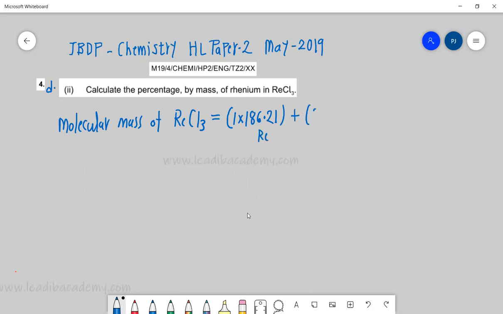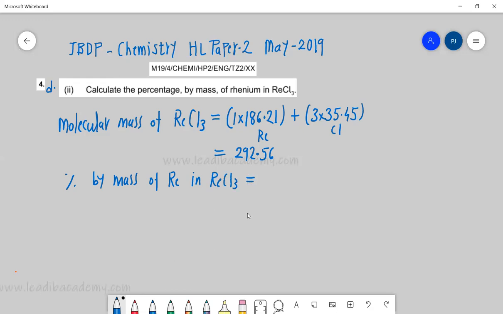And for chlorine, there are 3 atoms. Each one is having 35.45. This is for chlorine. So by doing this calculation, we will get 292.56. Okay, and now we have to calculate the mass percentage, or percentage by mass of Re in ReCl3.